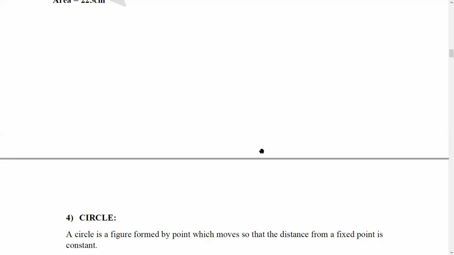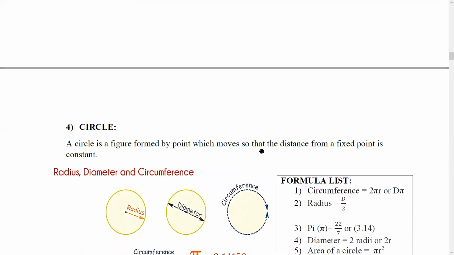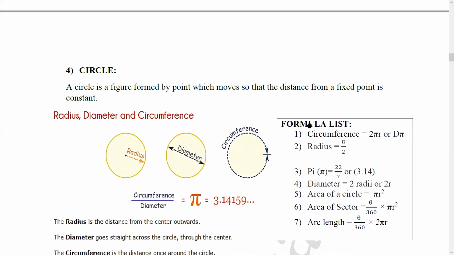Okay, so a circle is a figure formed by a point which moves so that the distance from a fixed point is constant. Now with that, we need to know a few things, all right? Now you all see this formula list on the side here, numbers 1 to 7. I want you all to take it down, please, or take a picture of it at least, or screenshot it or something, because you all will need it just now. I'll give you all 2 minutes for those of you who are writing, but I would suggest you take a picture of it, or at least screenshot it.